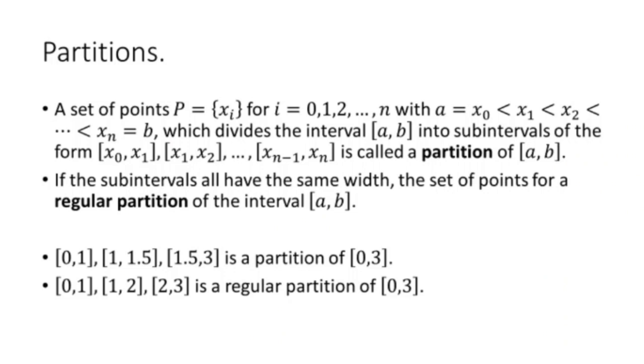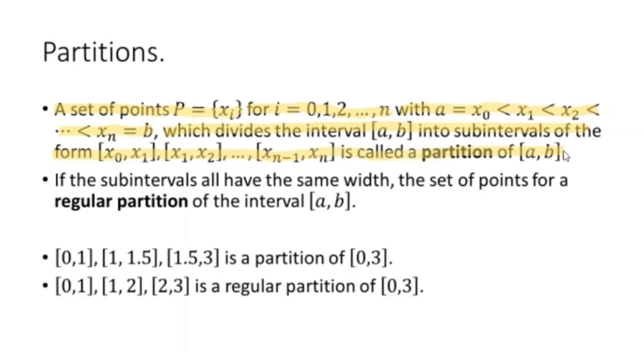Before we discuss popular methods that are used to construct the rectangles to approximate the area, we're going to talk about partitions. A set of points P, which equals x_i for i equals 0, 1, 2, all the way down to n, with a being equal to x0, which will be smaller than x1, which will be smaller than x2, and so on and so forth until we get to xn, which will equal b, which divides the interval [a, b] into subintervals of the form x0 to x1, x1 to x2, all the way down to x(n minus 1) to xn, is called a partition of the interval [a, b].